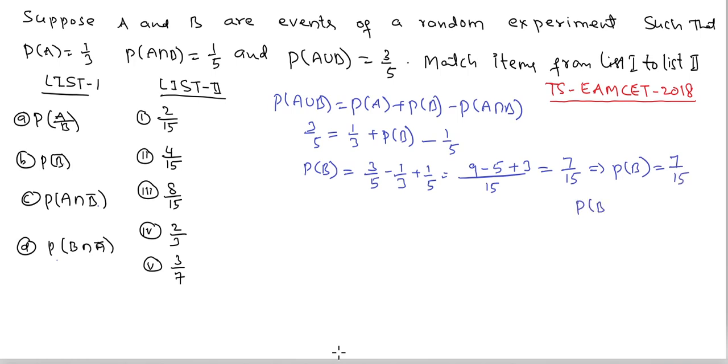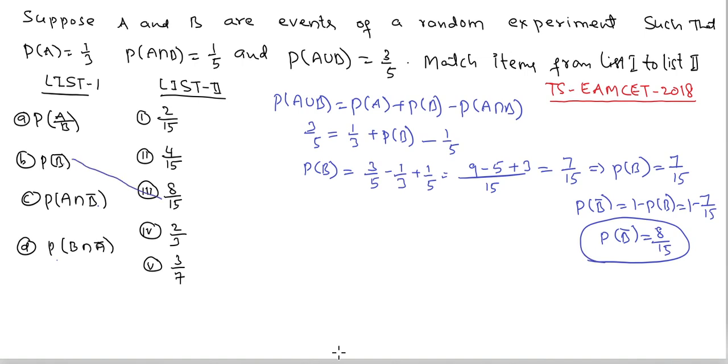Now we find P of B bar. P of B bar is equal to 1 minus P of B, 1 minus 7 by 15. Therefore P of B bar is equal to 8 by 15. This is the second option. P of B bar is 8 by 15.